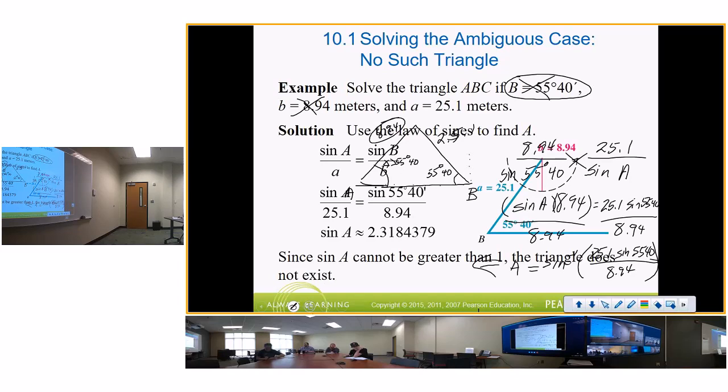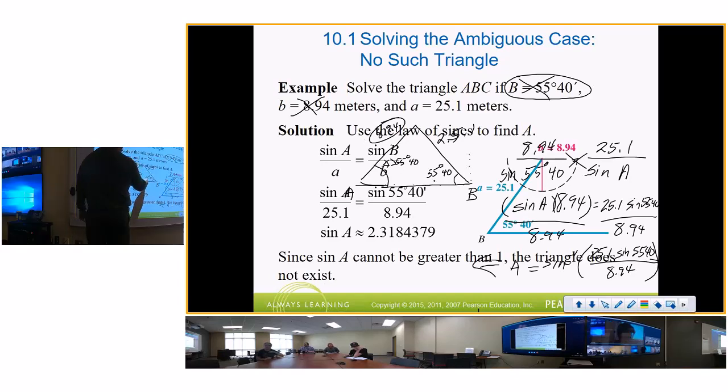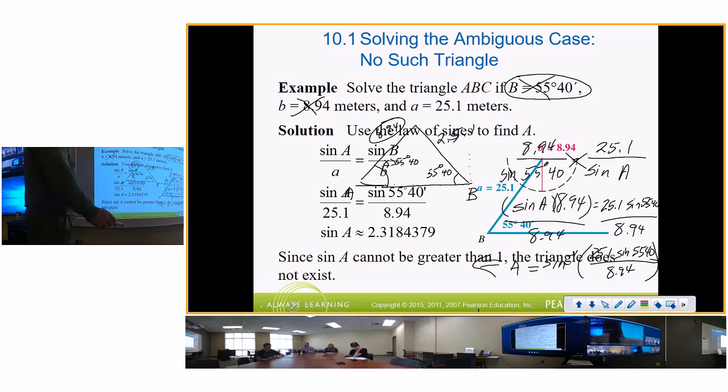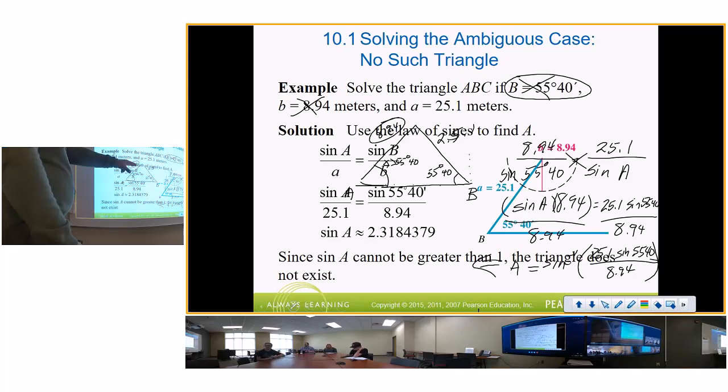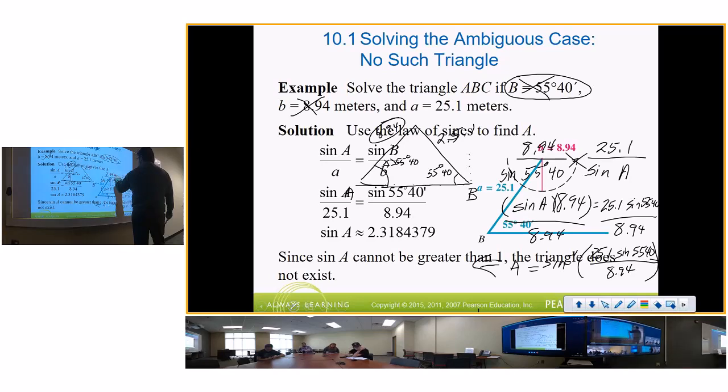It's going to be very hard for you to get 8.94 with a 55 degree. I knew there was something up with this thing, but I didn't say anything. But when you did the 2.31 and you got an error, that should tell you that the angle does not exist. Because see this 8.94? It's not going to touch. So it's not going to exist.